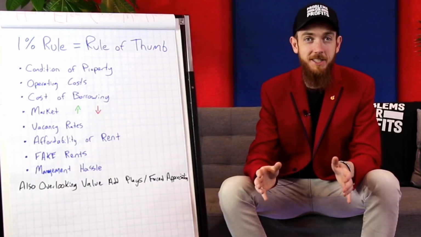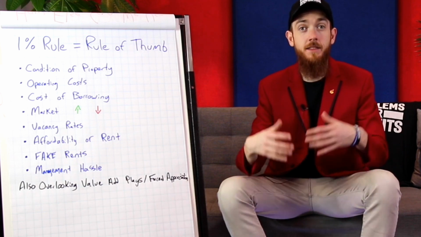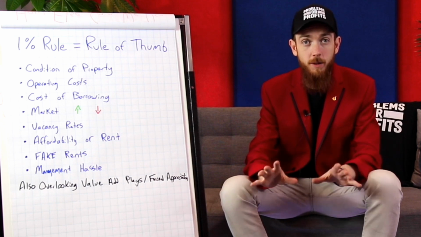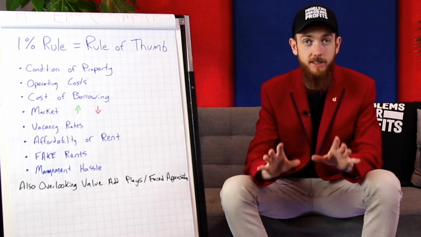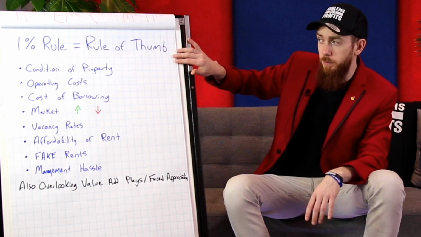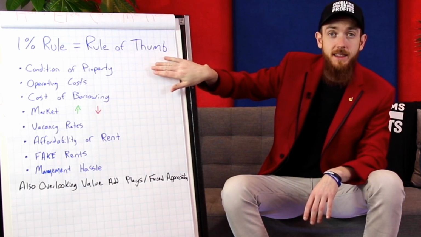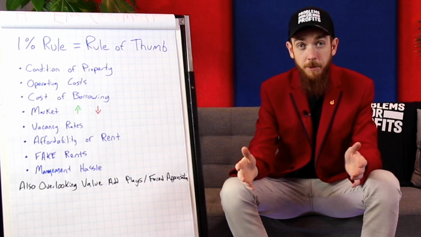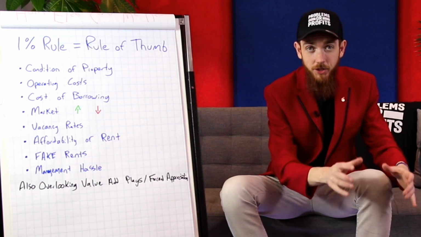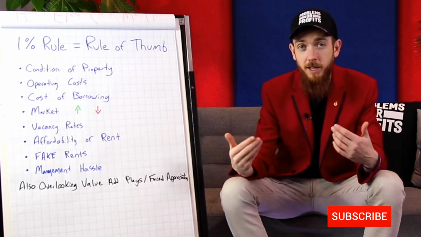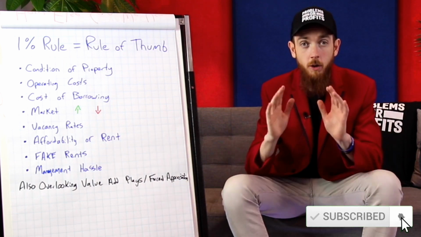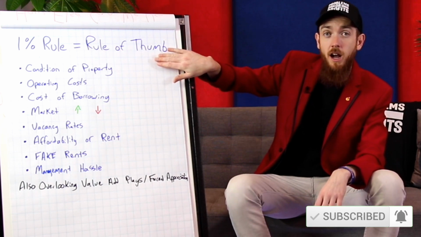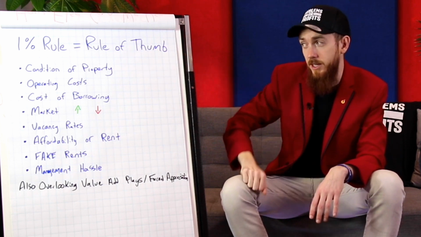Alright, now let's talk about some of the downsides or pitfalls that come with the 1% rule and why we can't solely rely on the 1% rule as our only analysis metric. So when we're looking at the 1% rule, it's really important that we understand that that's not going to indicate the condition of the property. So does the property need $100,000 in renovations, or is it turnkey? That's a really important factor that the 1% rule will not by itself tell us. So we need to really take into consideration a lot of these other factors like the condition of the property.